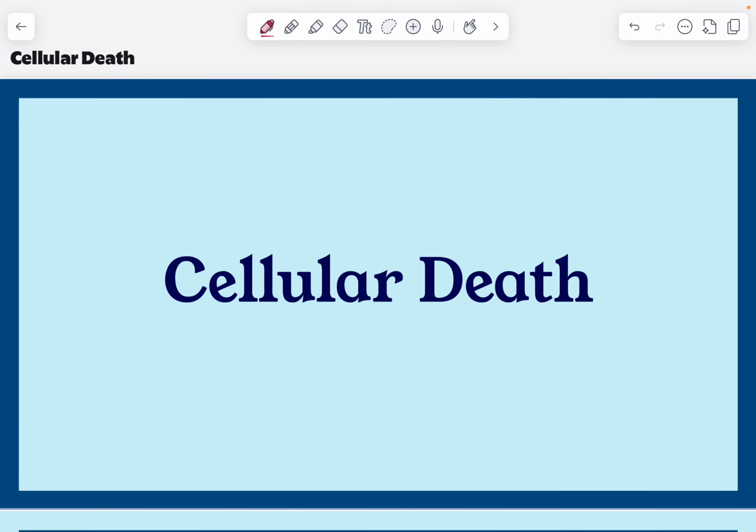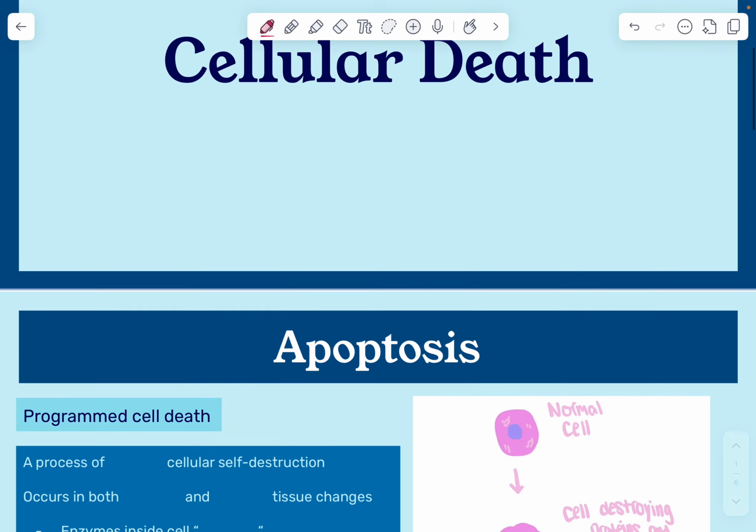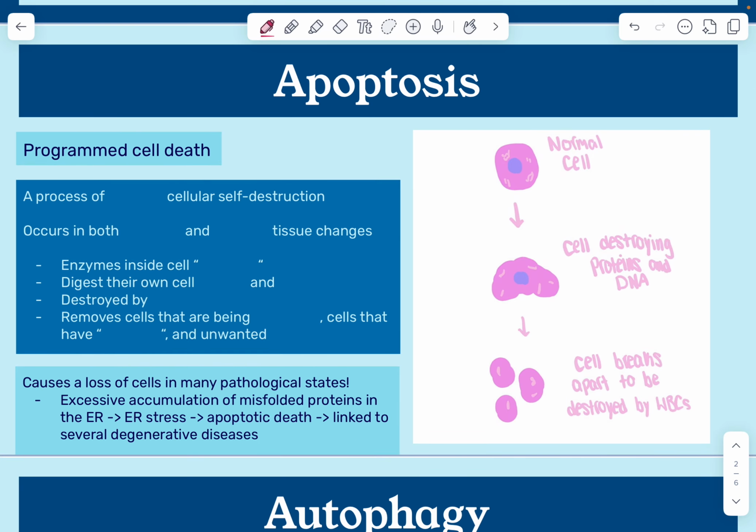Hi everyone, today we're going to be going over different types of cellular death. So starting with apoptosis, this is programmed cell death, and it is a process of selective cellular self-destruction. It occurs in both normal and pathological tissue changes.